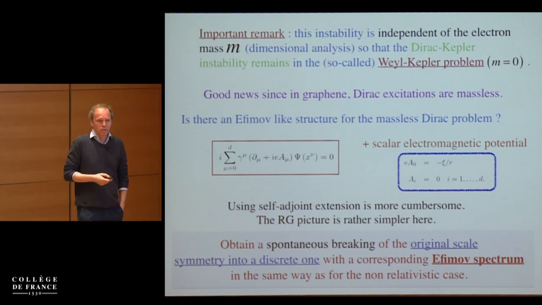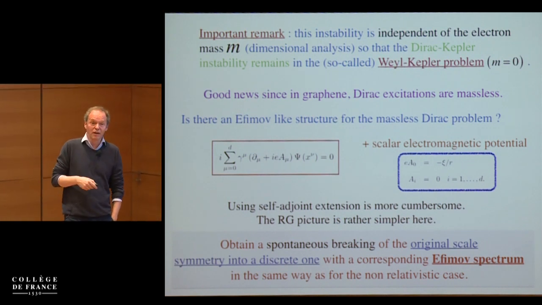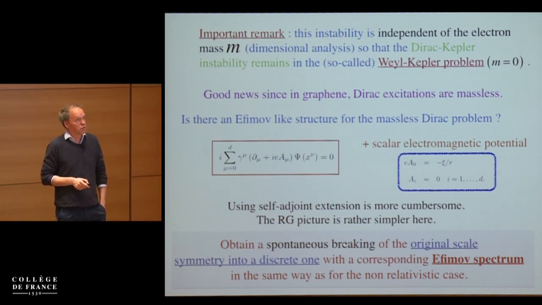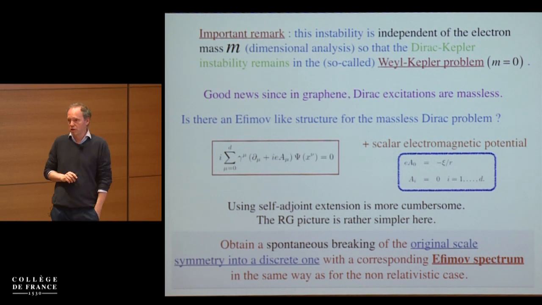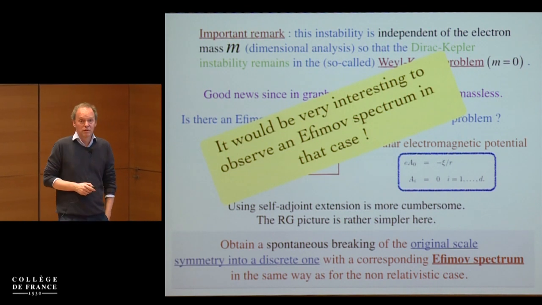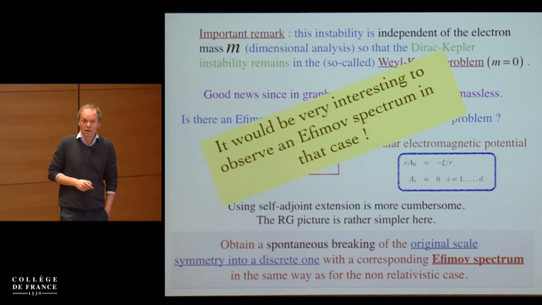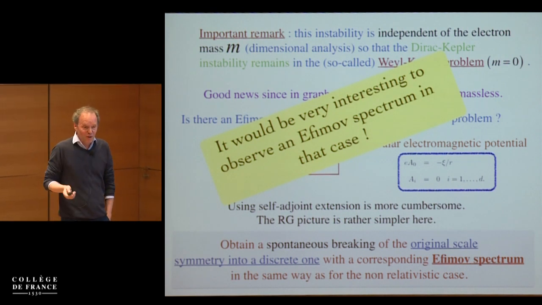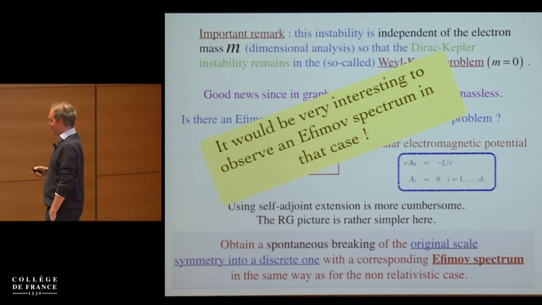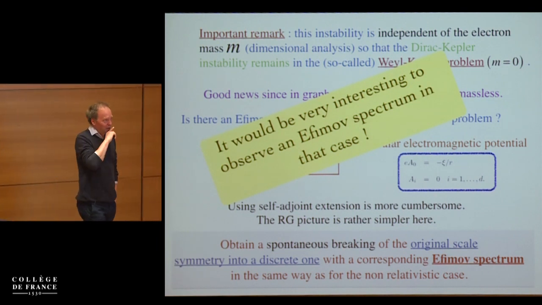And what we obtained, I spare you all the calculations, which are exactly at the same level of what we did for the Schrödinger equation. We obtain spontaneous breaking of the original scale symmetry into a discrete one with a corresponding Efimov spectrum, exactly as we did before. Okay? And now, for those of you who are interested, it would be very interesting to observe such an Efimov spectrum for this case with graphene, or with something that is equivalent to graphene using, I don't know, cold atoms, something like this.